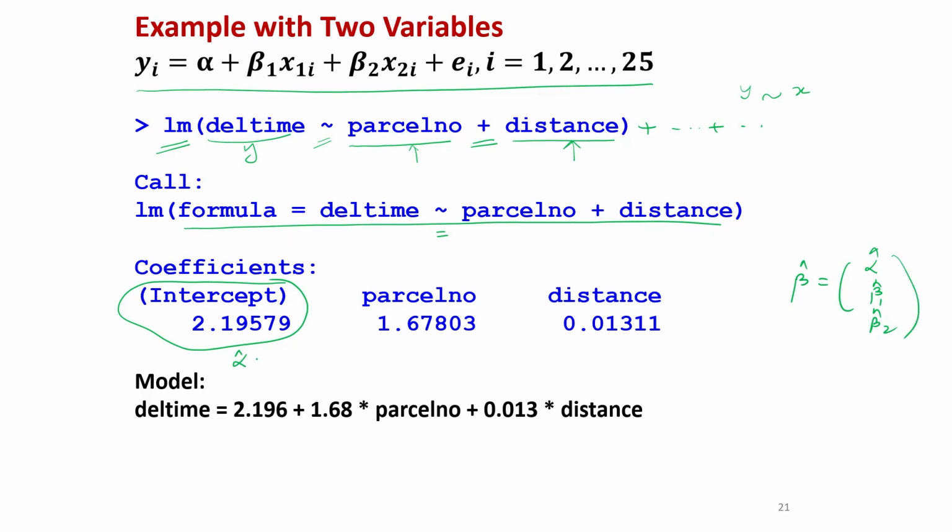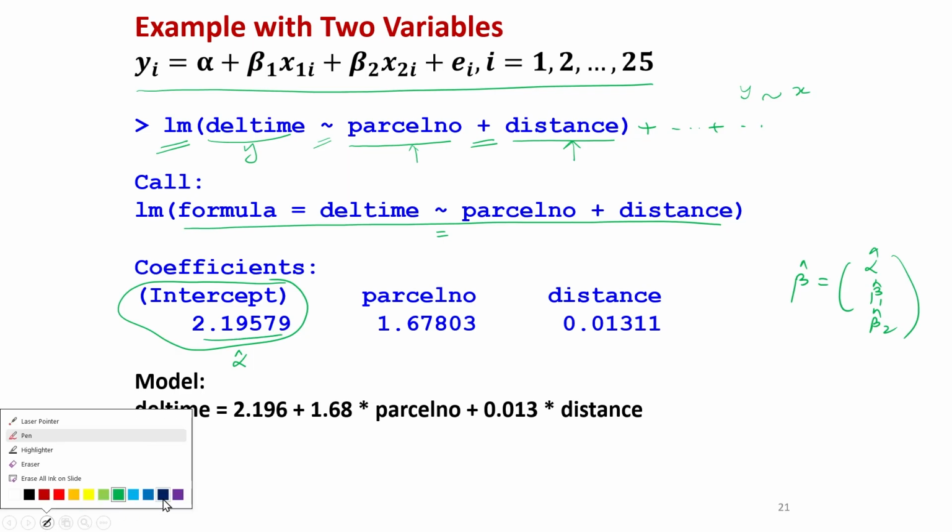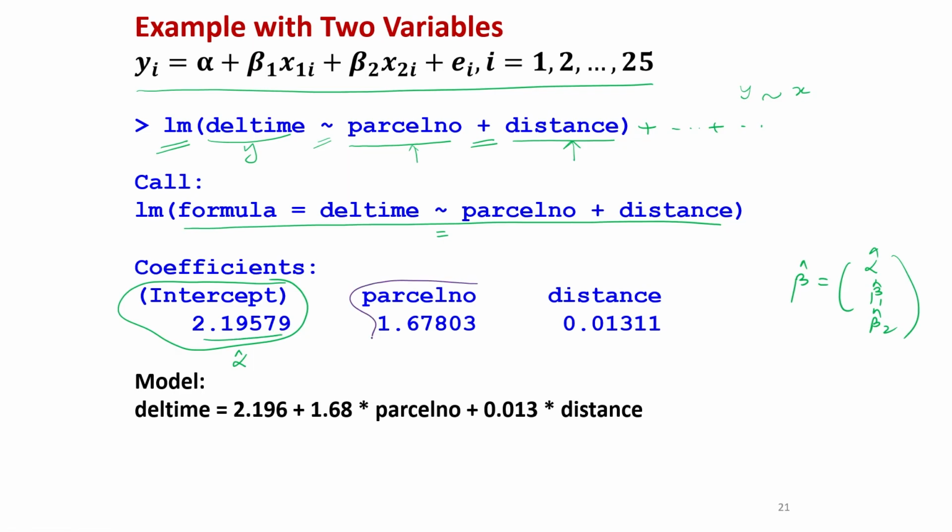So, alpha hat is equal to 2.19579. Similarly, the second value, parcel NO, is the value of beta 1 hat, and the third value is distance. So, the distance coefficient is the value of beta 2 hat, which is 0.01311. So, what are these values trying to indicate?